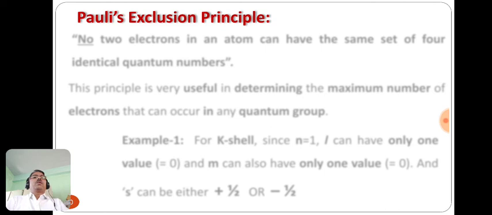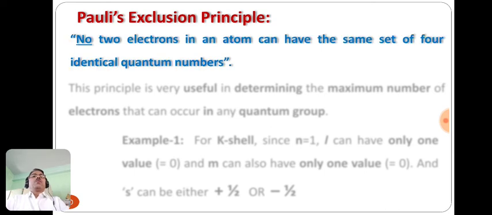Now the last is the Pauli's exclusion principle. This principle or rule states that no two electrons in an atom can have the same set of 4 identical quantum numbers. It means that if you have 2 electrons, then the address of those two electrons is not the same. Address means their set of 4 quantum number values are not the same; they are different.